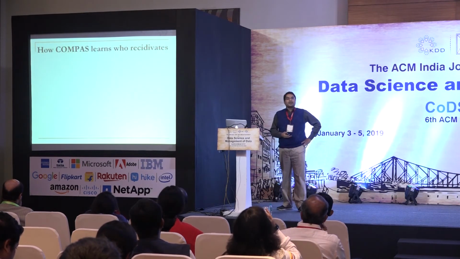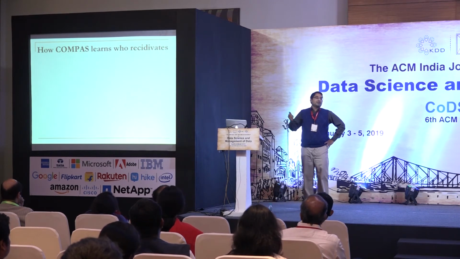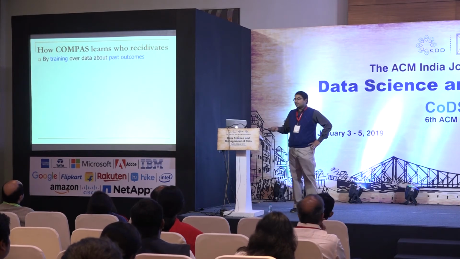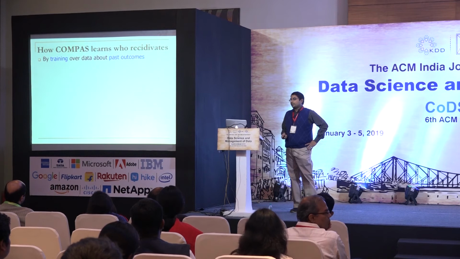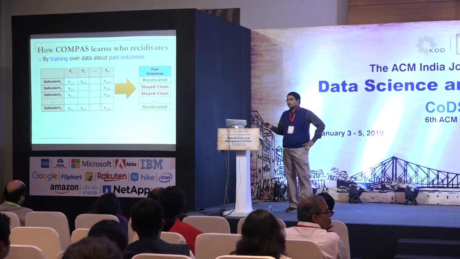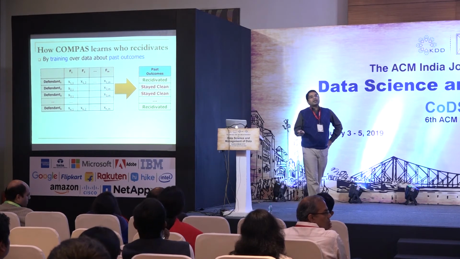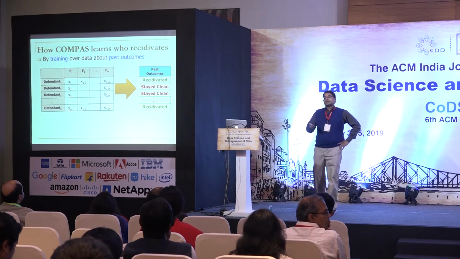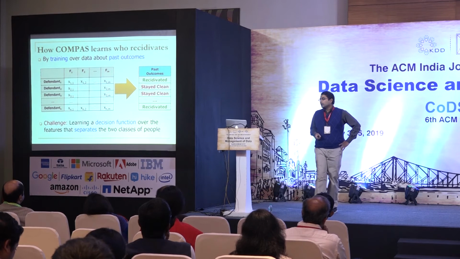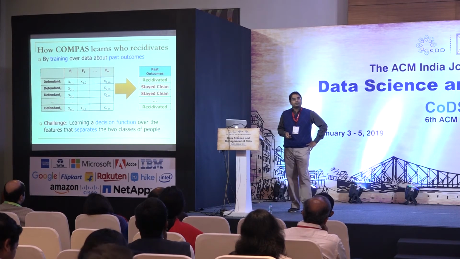To understand this, let's actually look at how Compass actually learned who recidivates. And this is like machine learning 101, so I'm just going to go very quickly over it. There's nothing fancy here. They learned by training over data about past outcomes. So you have some information about defendants, various different features about them, and then you're trying to build a binary classifier predicting whether somebody is likely to recidivate or would stay clean. This is high risk or low risk. So the challenge is to learn a decision function over the features that separate these two classes of people.